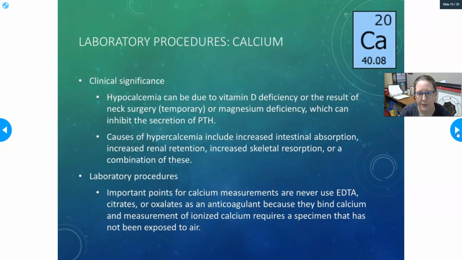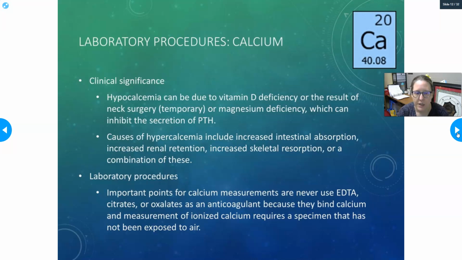So vitamin D deficiency and not enough parathyroid hormone, those are two causes of not having enough calcium in the blood. And causes of hypercalcemia, so too much calcium in the blood, could be increased intestinal absorption, increased renal retention, increased skeletal resorption, so more of it is being released from the skeleton, or a combination of all three of those.